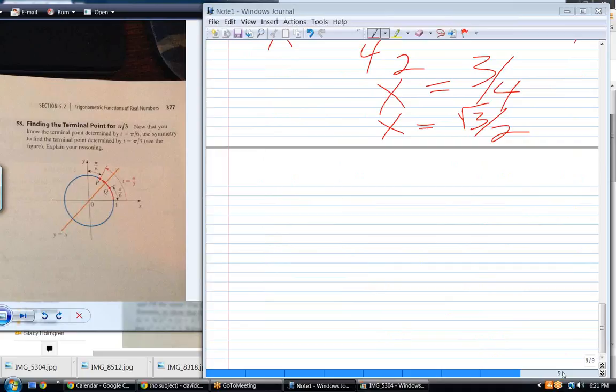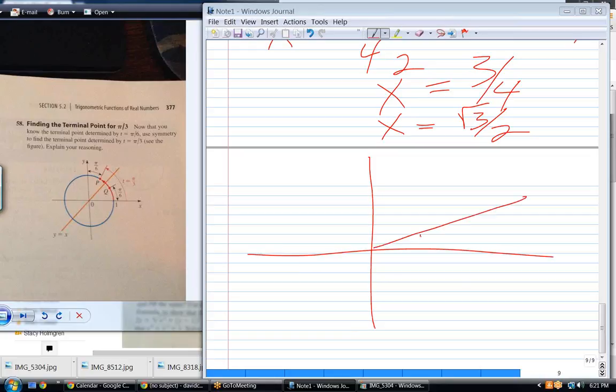This should be a similar one, so I'm going to try this one. Now that you know the terminal points, use the symmetry to find the terminal point for t equals pi over 3. You'll have your equation 2y equals x squared plus (y minus 1) squared. So I plug in pi... no, that's our first one. Now, pi over 3 is twice that size.